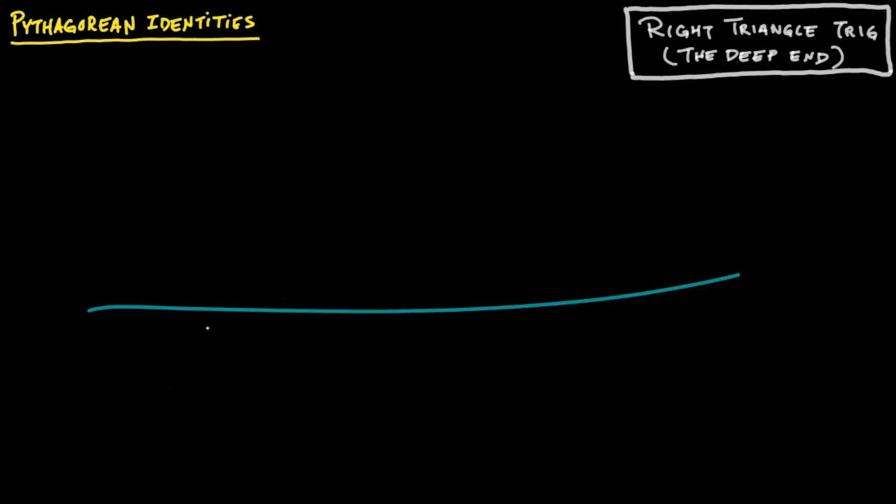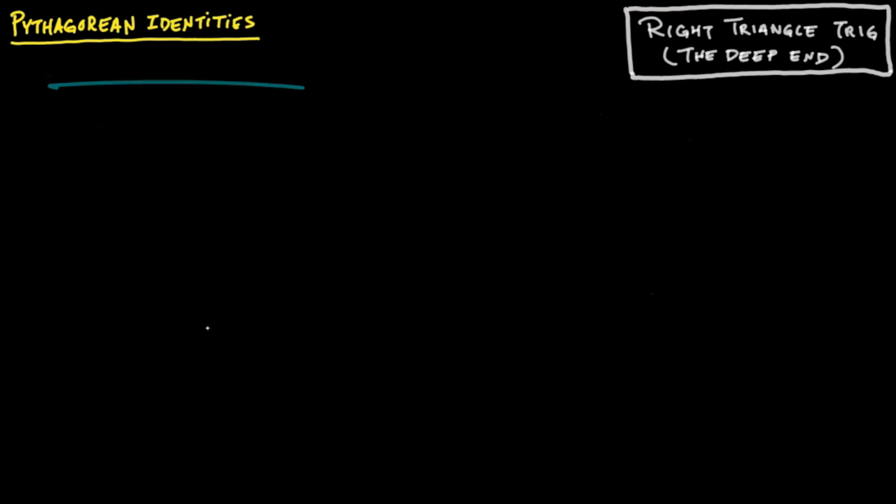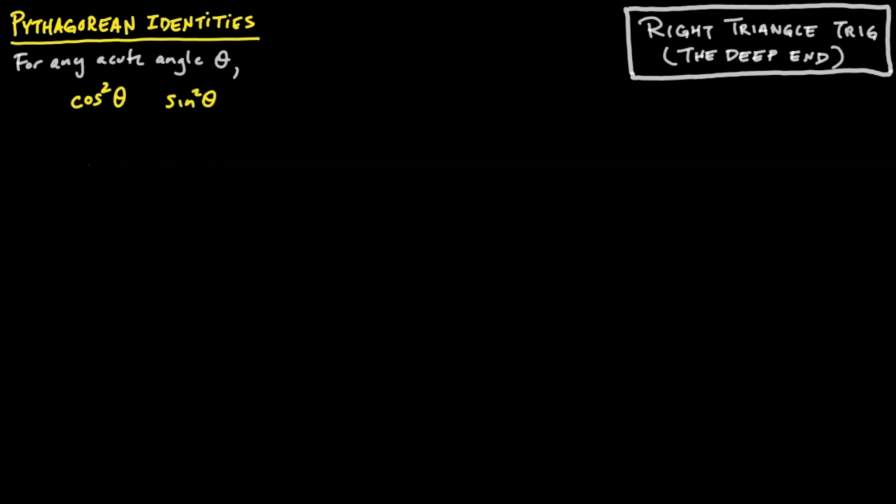It's pretty straightforward. So I am just going to tell you the main Pythagorean identity, and then I will explain why it is true. For any acute angle theta, the following relationship holds. If we square theta's cosine and square theta's sine and add the two together, we will always get, no matter what theta was, we will always get 1.